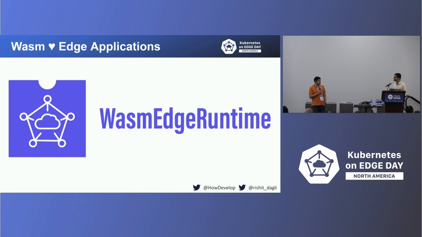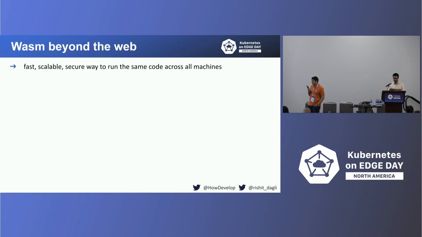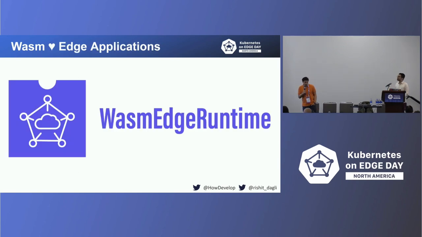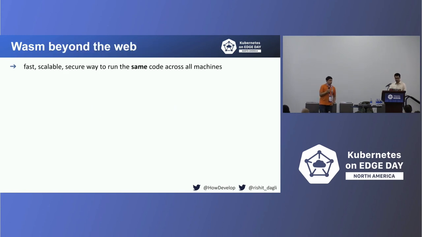Over to you, Rishit. So WasmEdge is a popular runtime to allow you to easily run WASM for edge devices, which is also what we'll be showing in the demos and talking a bit about today. And we want to talk a bit more about how WASM runs on edge devices, which is very interesting because we talked about all of these benefits, but we didn't talk more about how it essentially runs the same code on all devices. How does it do this?